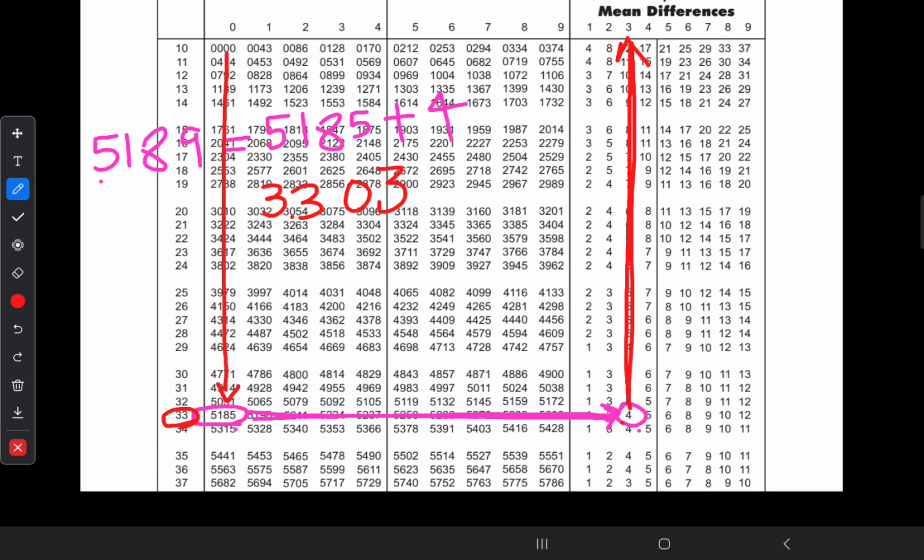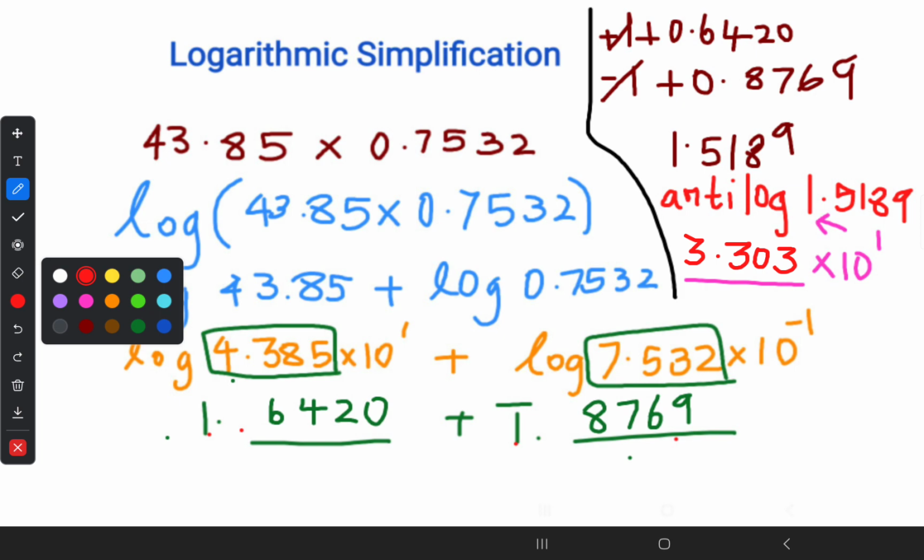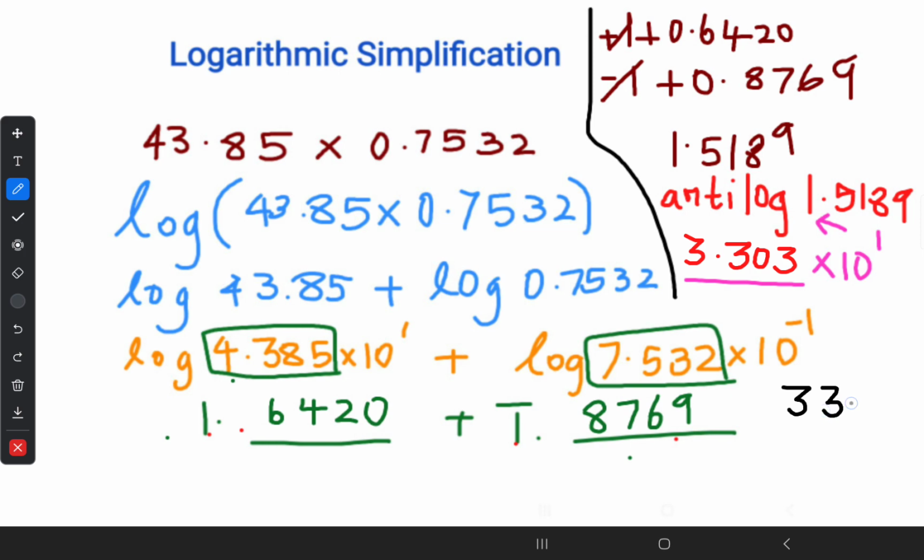3.303. That's the answer we need here, the answer we got from there. Finally, 3.303 should be multiplied with 10 to the power of 1. That will give you 33.03. That is the overall final answer for the question.